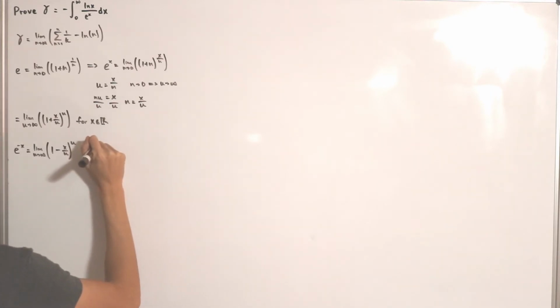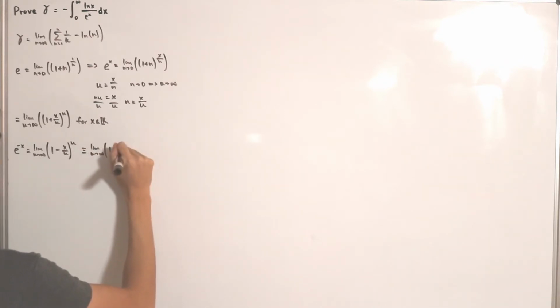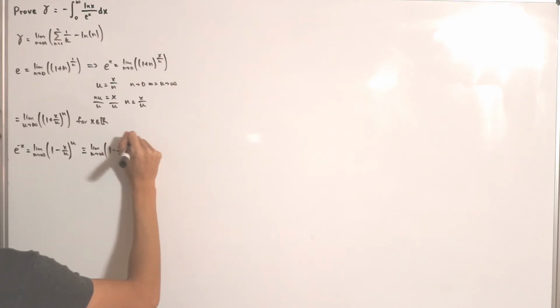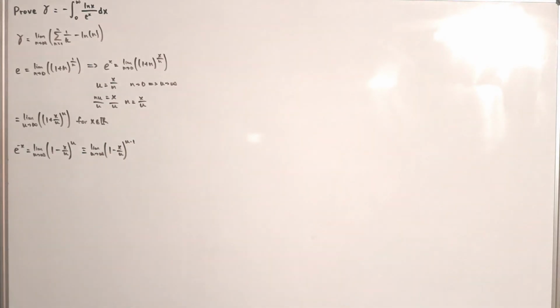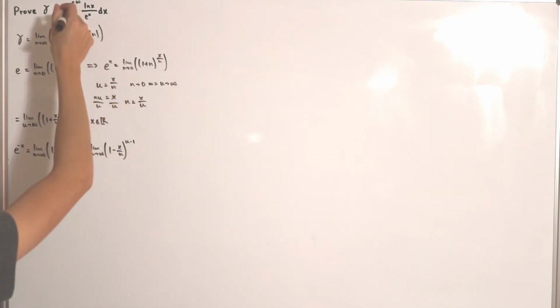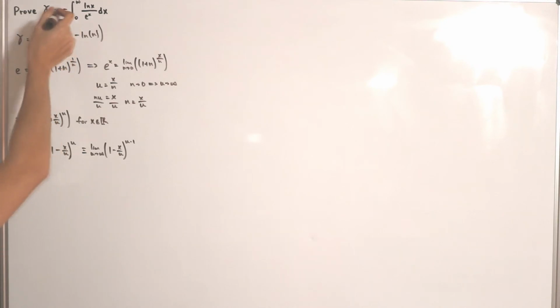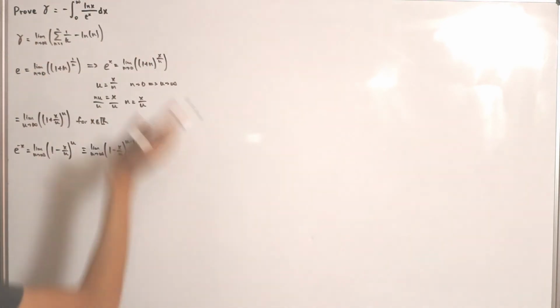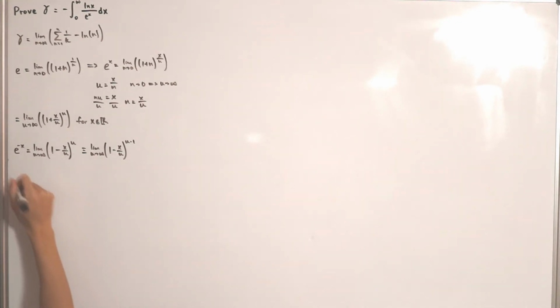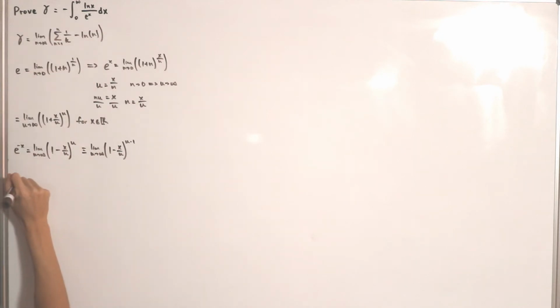So that means it's the limit as u approaches infinity of (1 - x/u)^(u - 1). Okay, nice. So now that we have that, let's define our integral. For now, we're just going to ignore the negative symbol and focus on the integral itself. We're just ignoring the negative constant for now. So let me define our integral to be I equals this positive integral.